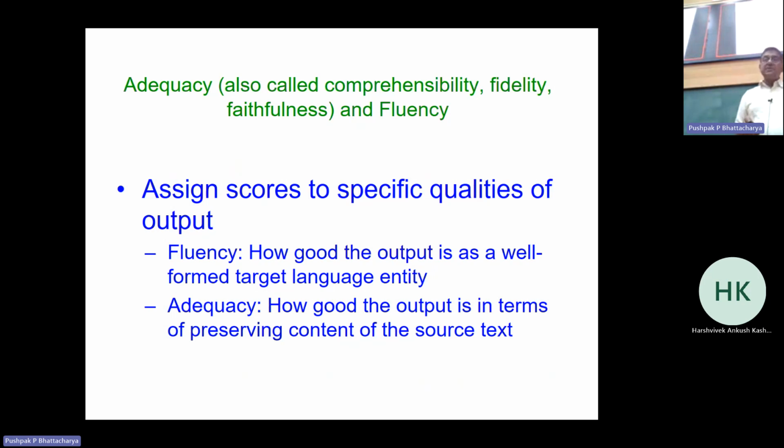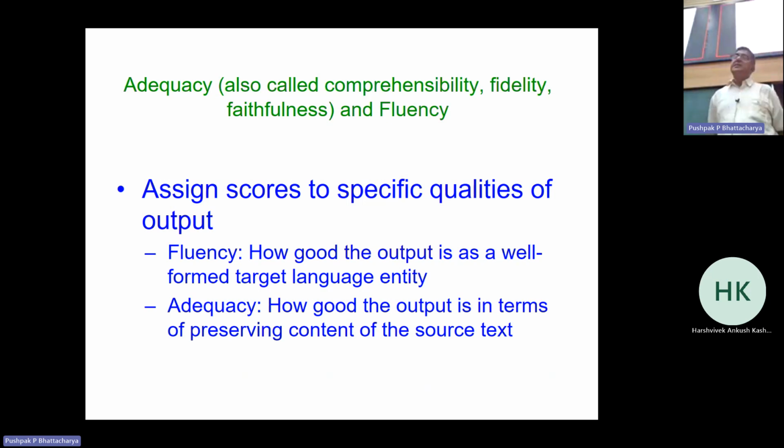Then we understood that there are two very important parameters. The first is called adequacy, which is for capturing of the meaning of the source sentence faithfully in the target language sentence. That's called adequacy. And fluency is with respect to how good is the output with respect to its syntax and formation.